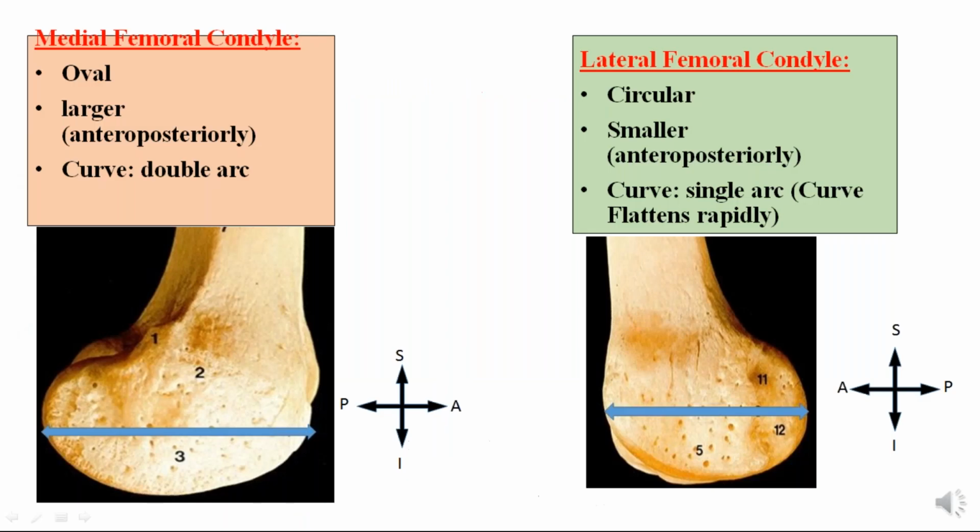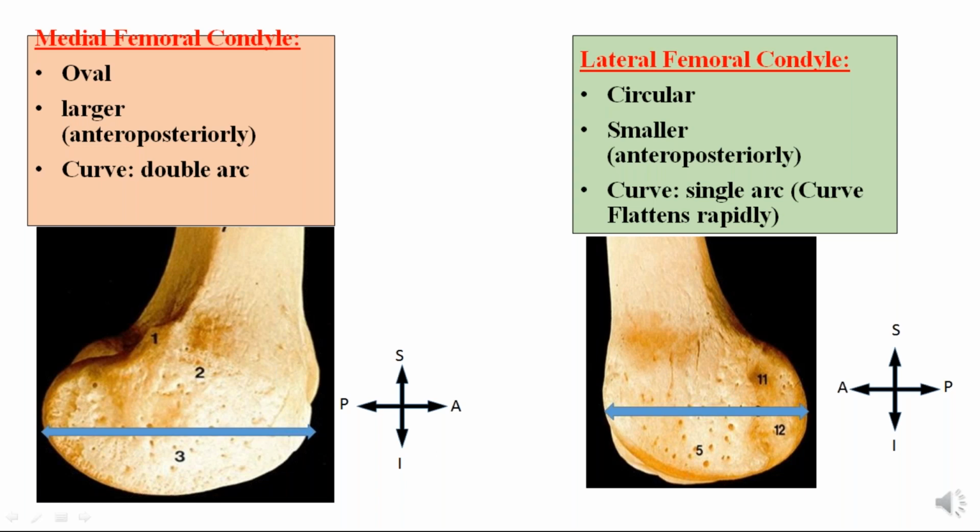Now, on comparing the medial femoral condyle with the lateral femoral condyle, we can clearly see that the shape of the medial femoral condyle is that of an oval shape. The lateral femoral condyle is more of a rounded circular shape. The anterior-posterior extent of the lateral femoral condyle is smaller as compared to the larger anterior-posterior extent of the medial femoral condyle.